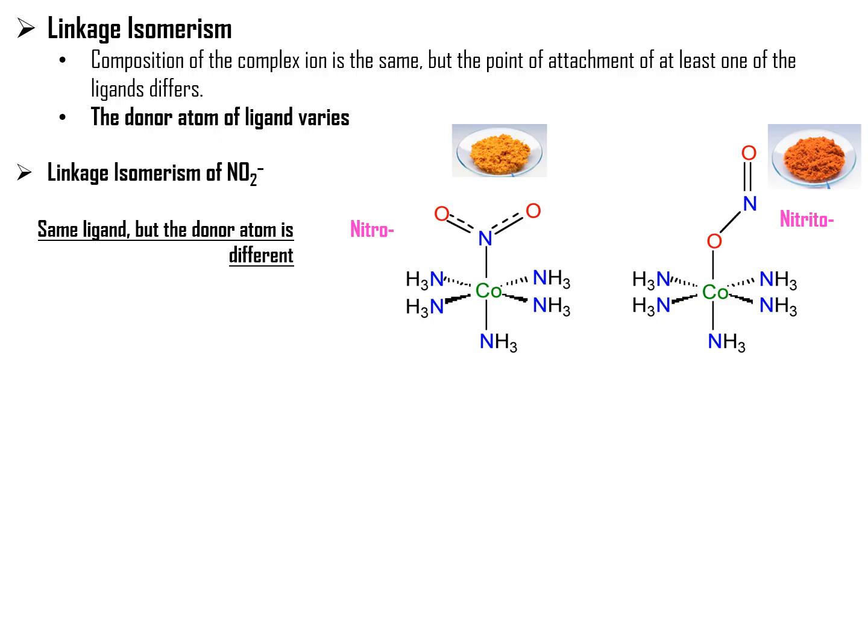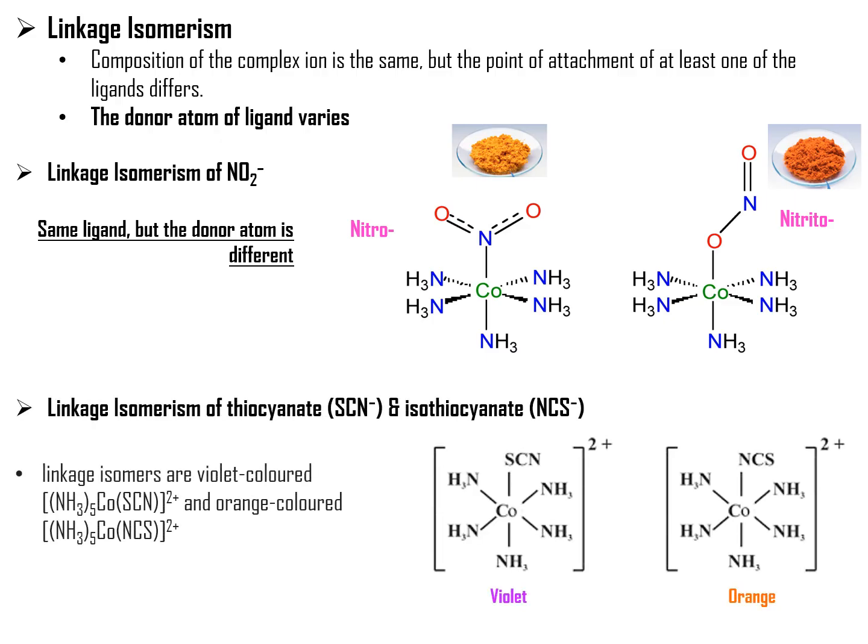Now about linkage isomerism. Linkage isomerism occurs when an ambident ligand coordinates through different donor atoms. The composition remains the same, but the point of attachment changes. This is called linkage isomerism. We can see the color is also different for both cases. For the nitrite ONO, in one the linkage is with the nitrogen, and in the other it is with the oxygen.